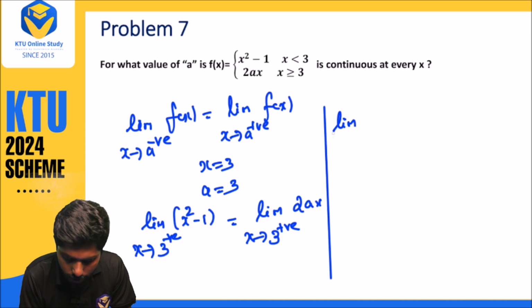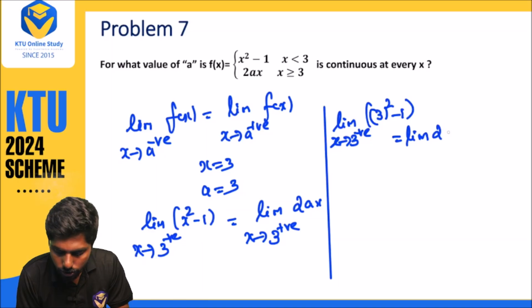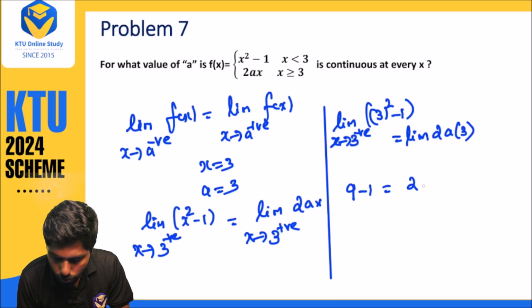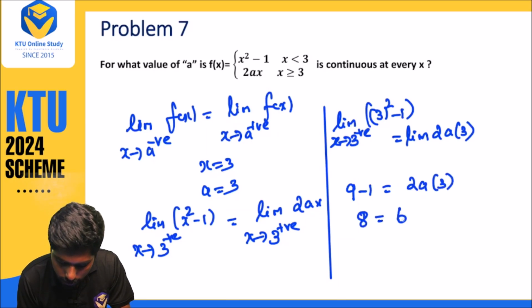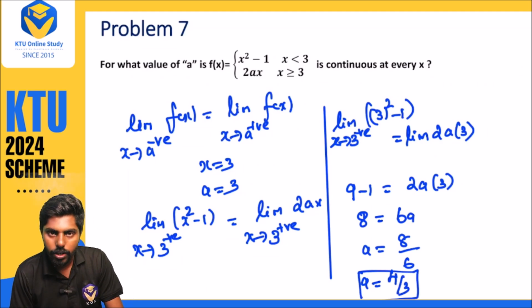Limit x approaches 3 from the negative direction means you will get 3 square minus 1 is equal to 2a into 3. So 3 square is 9, minus 1, is equal to 2a into 3. So you will get 8 is equal to 6a. So a is equal to 8 divided by 6, that is 4 by 3. So our a equal to 4 by 3.